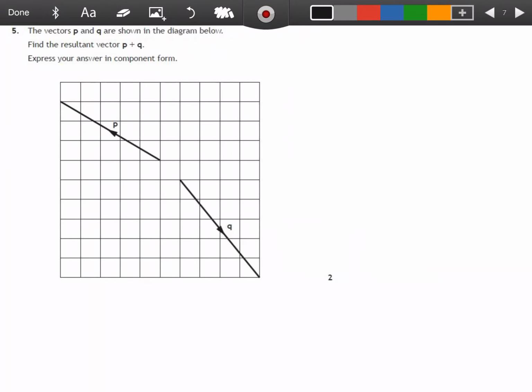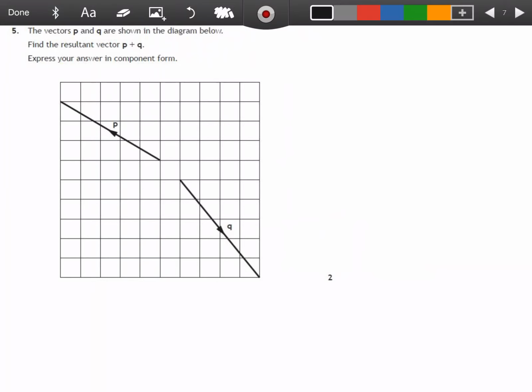Number 5. Here are vectors p and q. Find the resultant vector p plus q. Express your answer in component form. I'm going to do this two different ways, simply because there was a question recently that asked you to draw the answer, draw the resultant vector. This is looking for the components, okay?